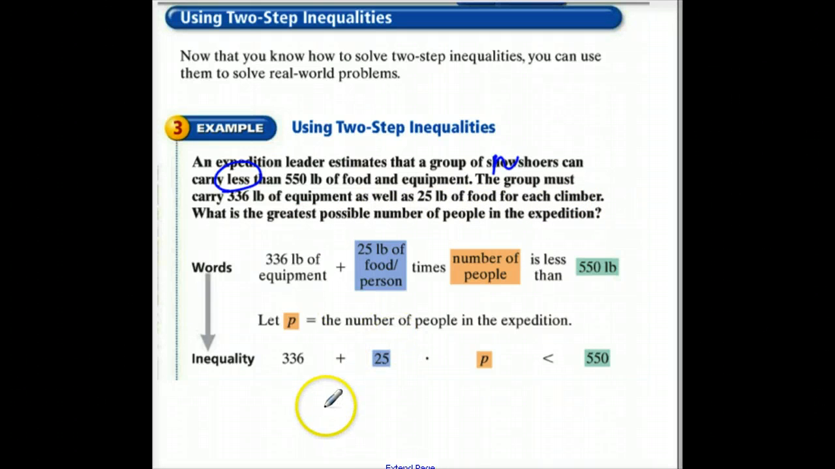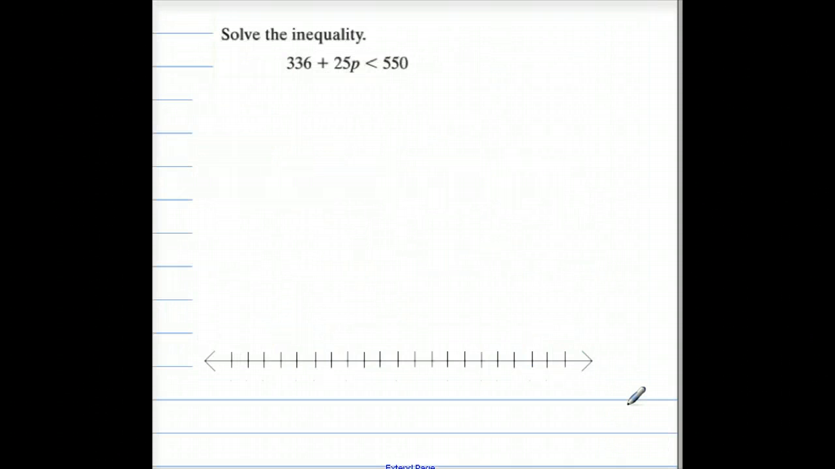Okay, here's how they set up their equation. 336 is the amount of equipment plus 25 pounds of food per person. So they're timesing it by P for people. All of that weight has to be less than 550. So then, let me look at my next screen. Here's my same equation. Now we're just going to solve for P.